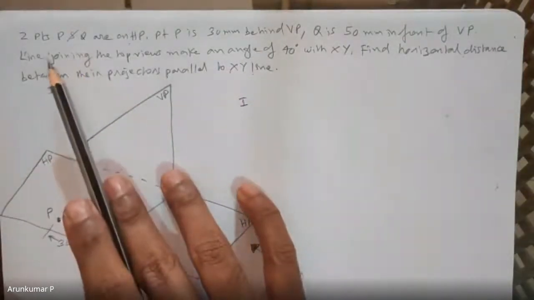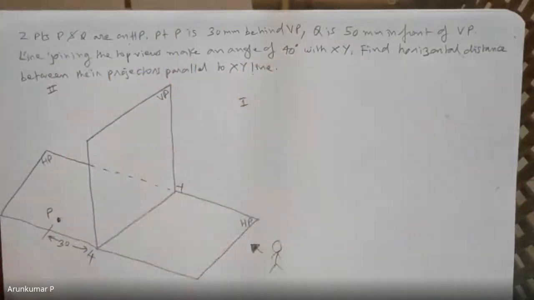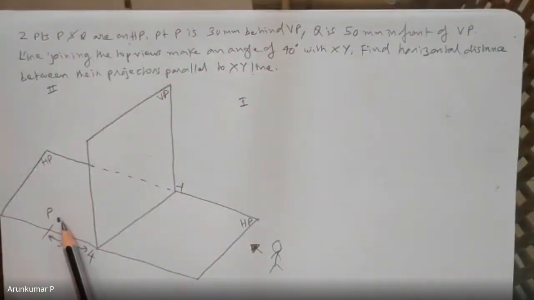This will help. See, the line joining the top views makes an angle of 40 degrees with XY. So if I find the top view of P, then I'll draw a line at 40 degrees. Then at the end of the line, I should get the top view of Q. So let me try that approach. Now let me locate the front and top views of the point P.